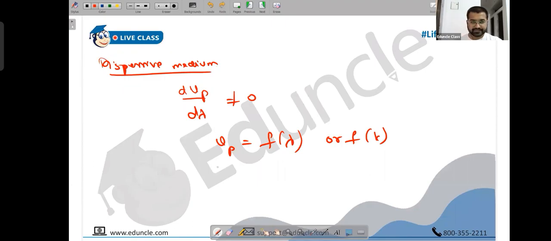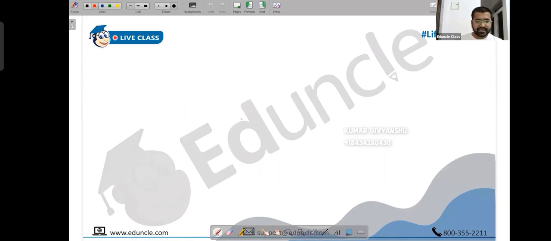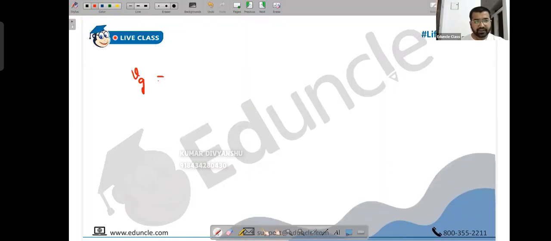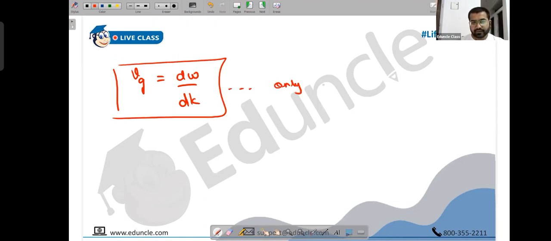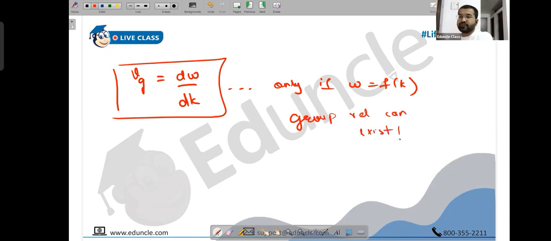Okay. Next. I hope you have copied this. That was about dispersive. Now I want us to note group velocity. So when will group velocity exist, first of all? Just make a note: group velocity is the derivative of omega with respect to k. So only if omega is a function of k, k or lambda, can group velocity exist. Group velocity means the envelope will move.